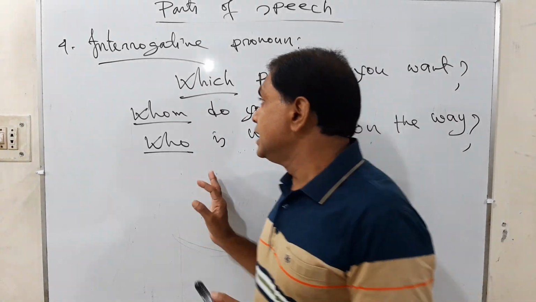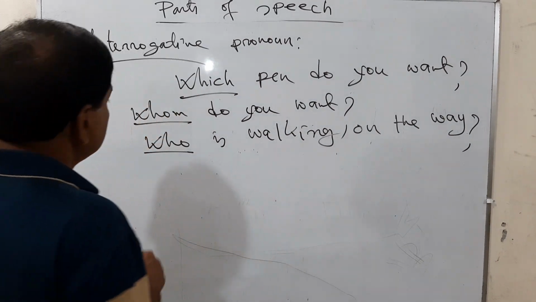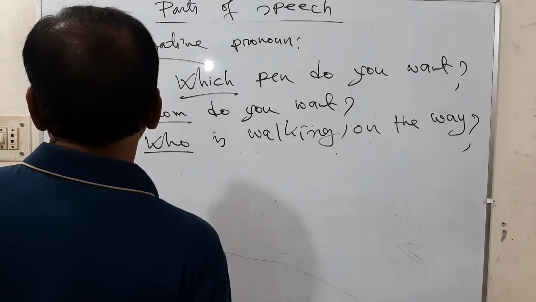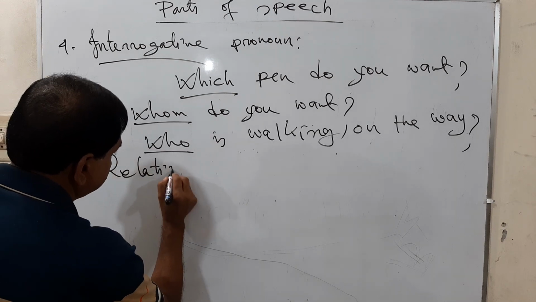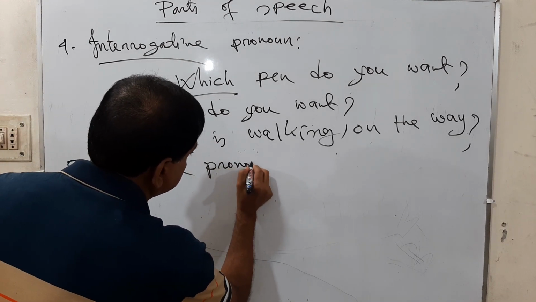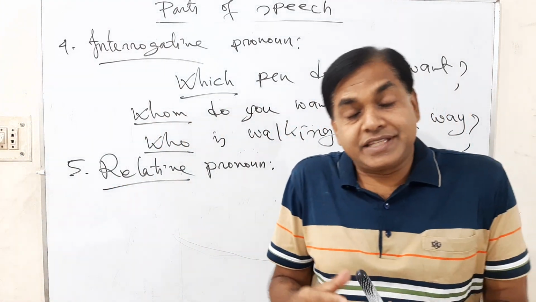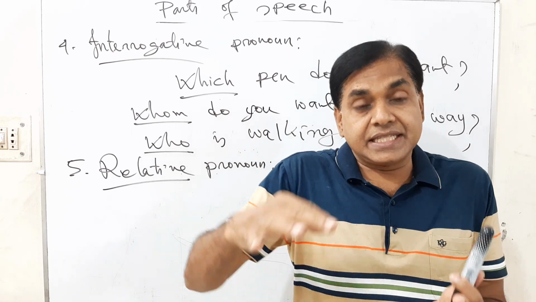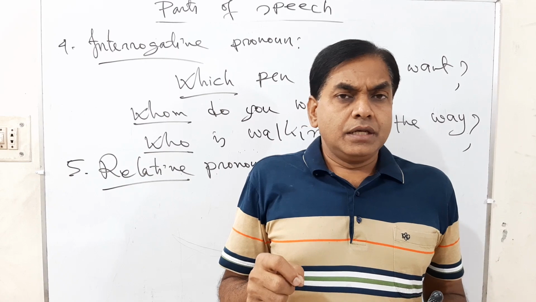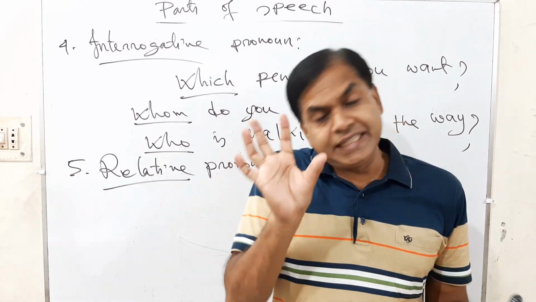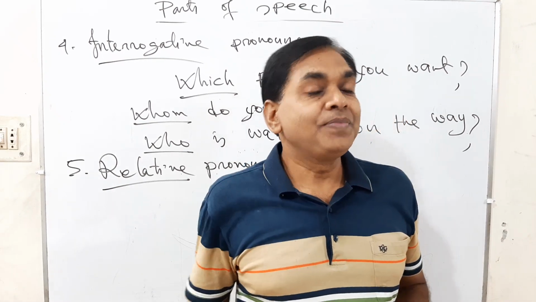So my dear viewers, now we have already discussed this kind of pronoun, which is very much important, and now we are going to mention the next one, that is relative pronoun. Relative, that means something has some relation with the others, am I right? So the pronoun which takes place after a noun or pronoun in a sentence and makes relation with the other words of that sentence is called a relative pronoun.